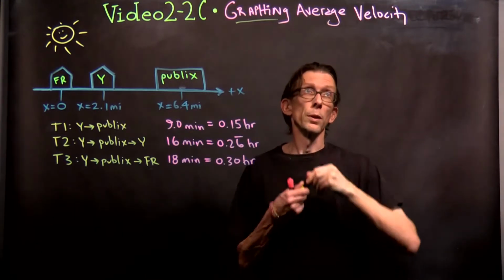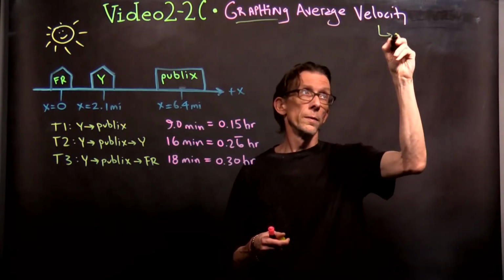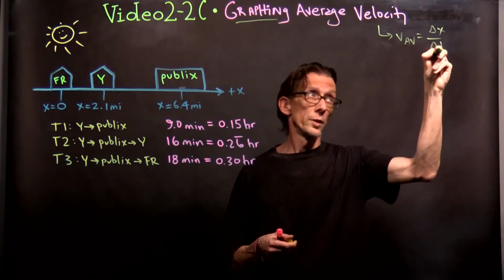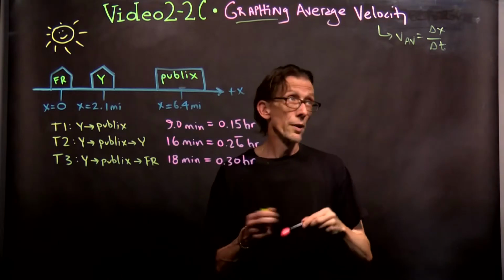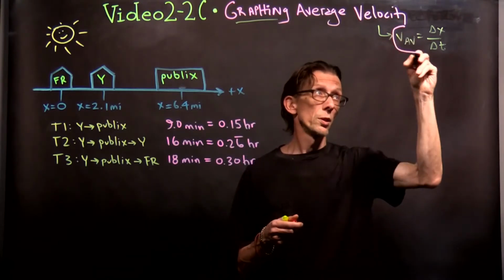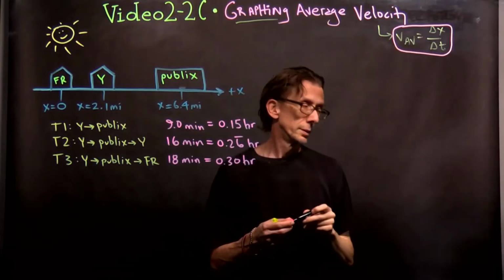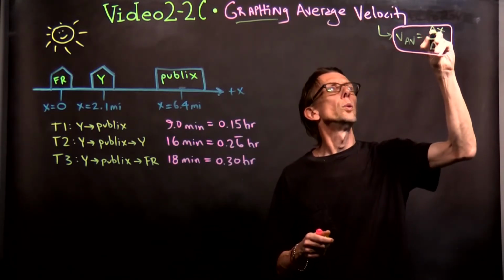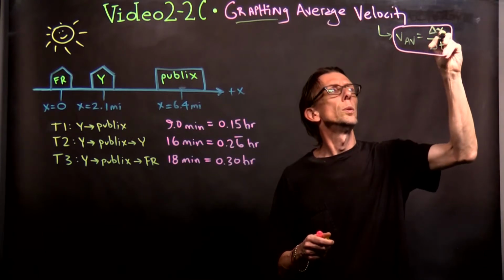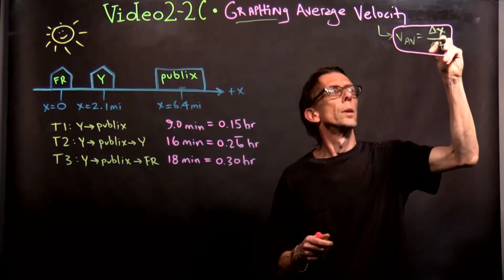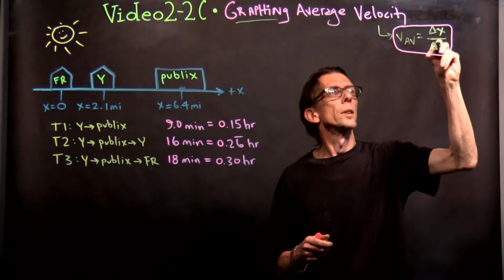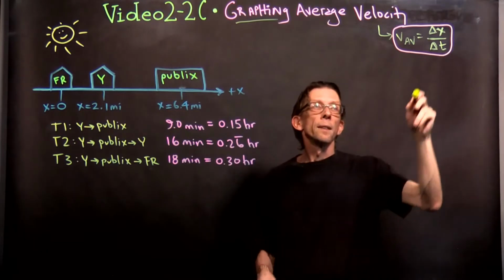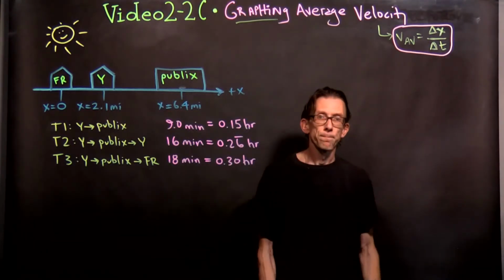Okay, what you remember is V average is delta x over delta t. Keep your eye on this fraction, on this expression. We'll be coming back to it. Delta x, let me make that a little bit brighter for you, because it's important. Delta x over delta t. And also remember, as we move forward, that delta x is displacement.